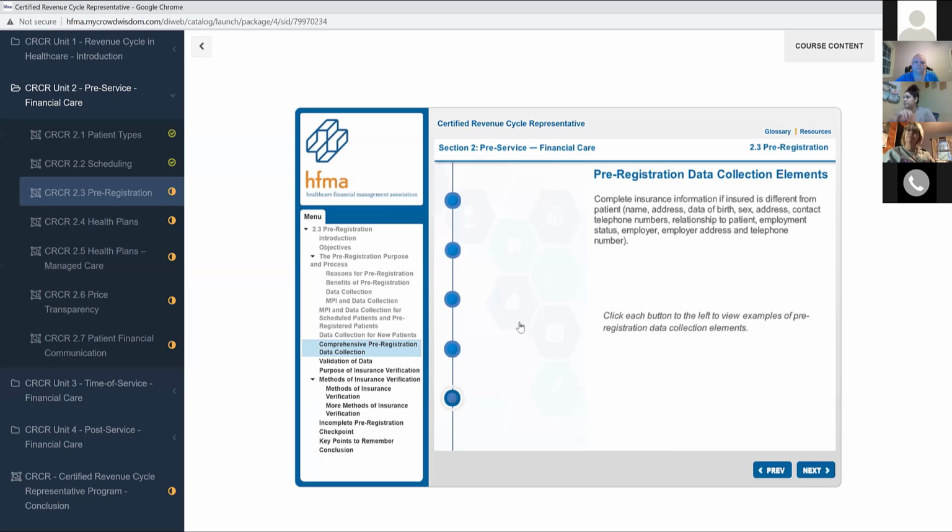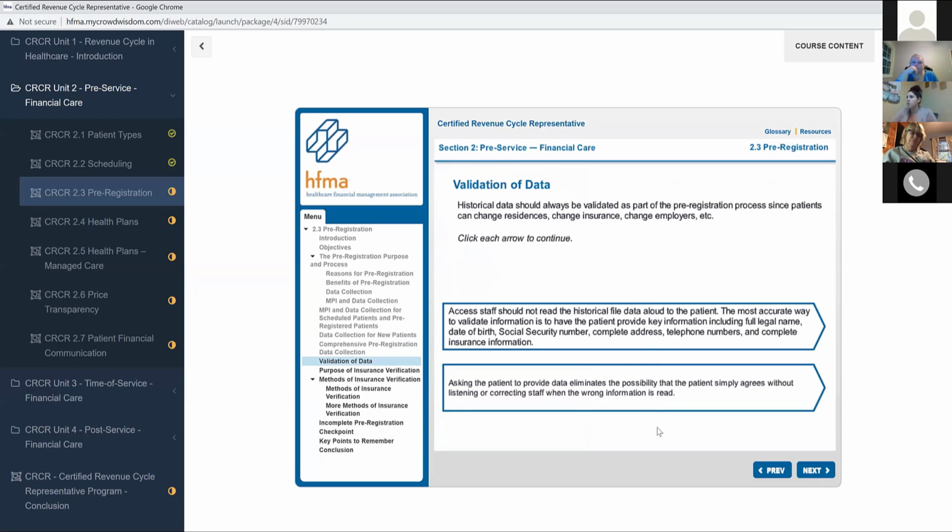Validation of data. Historical data should always be validated as part of the pre-registration process, since patients can change residencies, change insurance, change employers, etc. Access staff should not read the file data out loud to the patient. Similar to Barbara's point, the most accurate way to validate is to have the patient provide the information to you. Asking the patient to provide data eliminates the possibility that the patient simply agrees without listening.